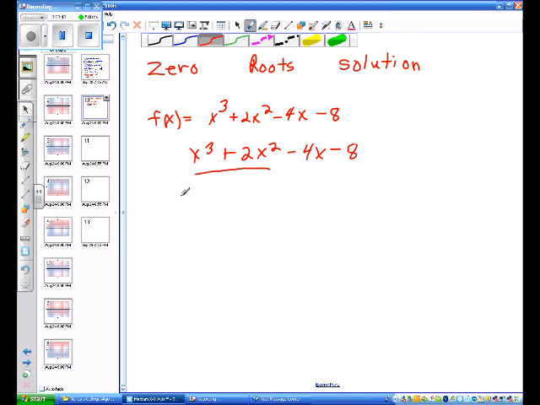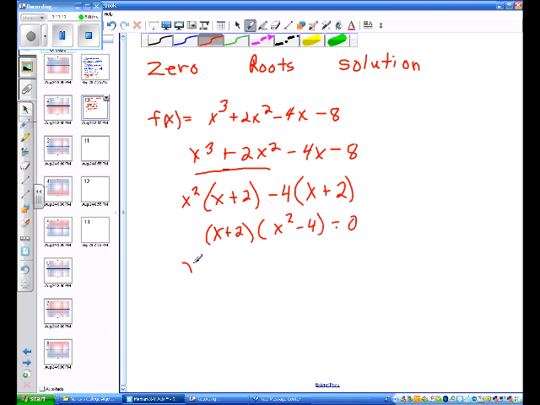So in our first group, we can factor out an x squared. X squared times x is x cubed. X squared times 2 is 2x squared. Minus 4, we can factor out a negative 4. Negative 4 times x, negative 4x. Negative 4 times positive 2 is negative 8. Now we have a common factor of x plus 2 times x squared minus 4.